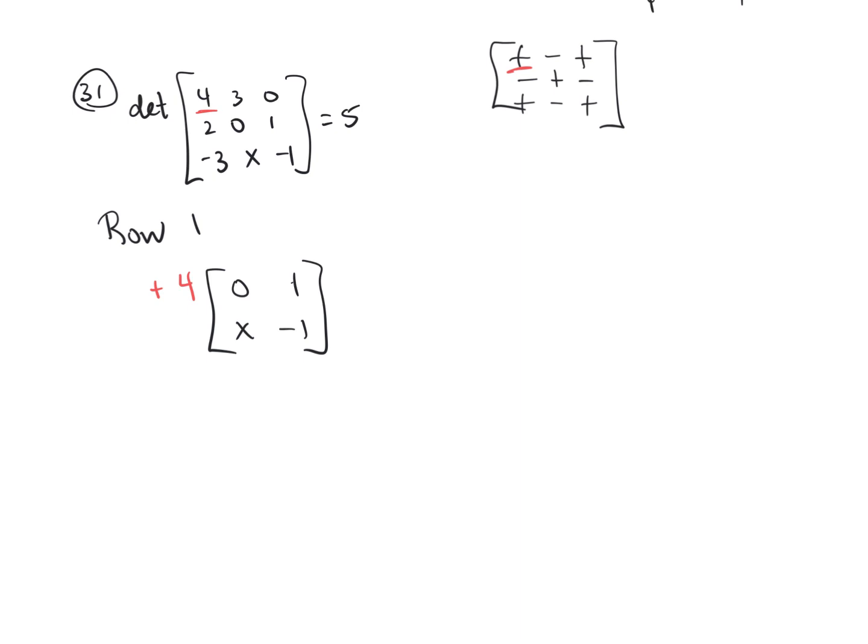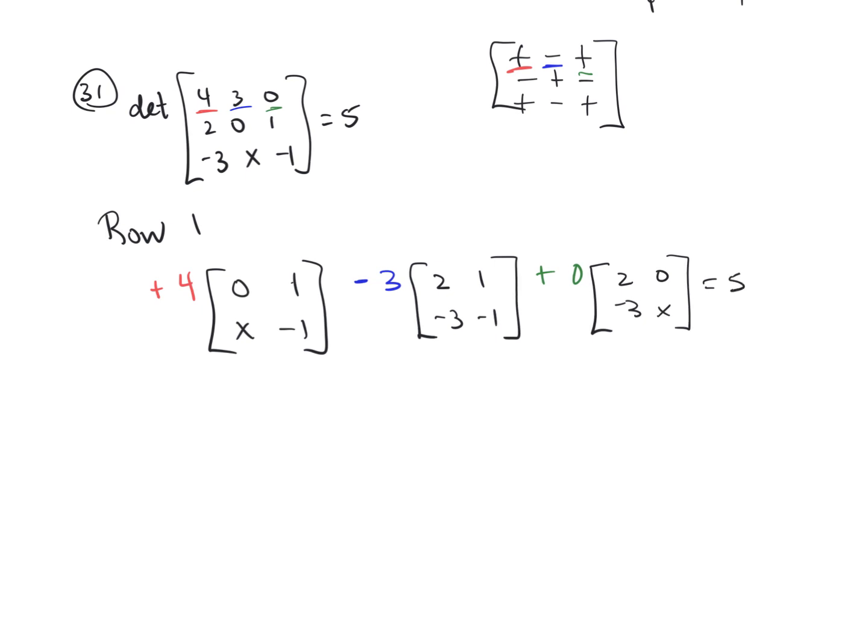All right, then I'm going to move over to 3, and with 3 in my sign matrix I will have a negative, and if I cross out row 1, column 2, I will have 2, 1, negative 3, negative 1. And I'm going to throw the 0 in there, just like I haven't done in the past, just for practice. So I'll have a plus 0, and then my minor matrix would be 2, 0, negative 3, x. Do we care? Not really. And this was all equal to 5.